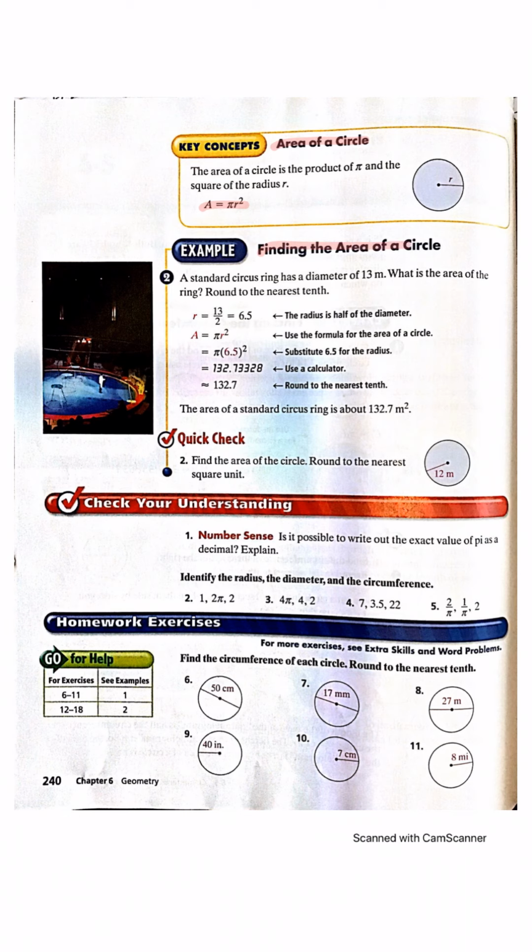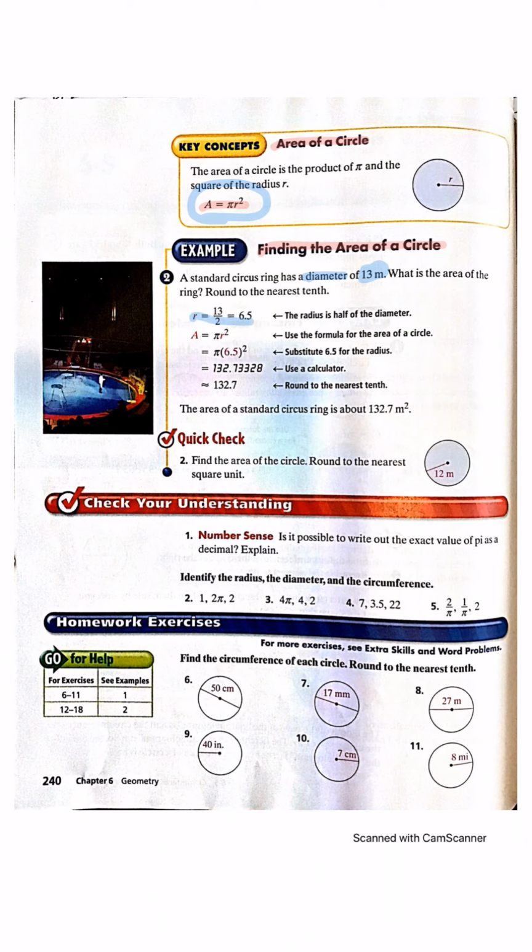So, finding the area of a circle. A standard circus ring has a diameter of 13 meters. What is the area of the ring? Round to the nearest tenth. So first we need to find the radius, right? Because this is the diameter, and our equation uses the radius. And we know that the radius is half the diameter.